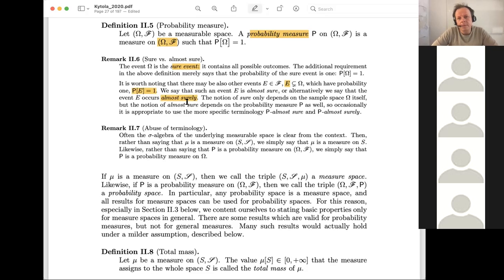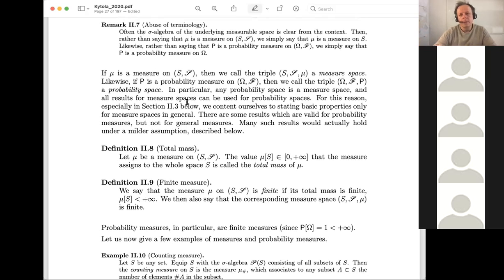Personally, I'm not a great fan of this term. I would also like to say surely in this case. I think this is a bit of a misnomer, but it's in the spirit of Henri Lebesgue, who used the term almost everywhere when he and his colleagues were developing Lebesgue measure theory and integration theory about 130 years ago.